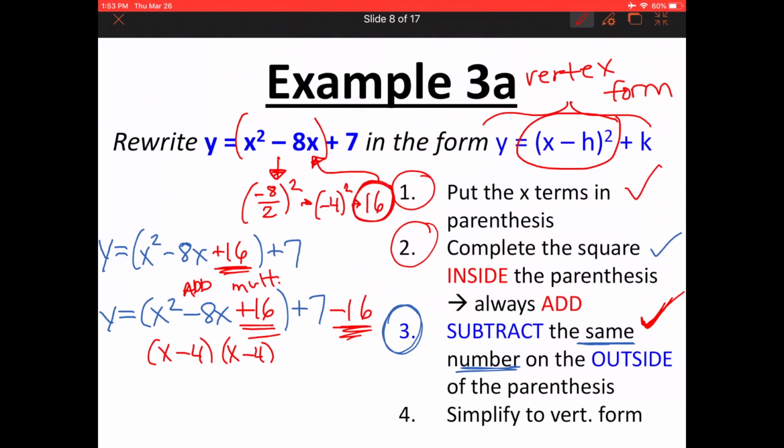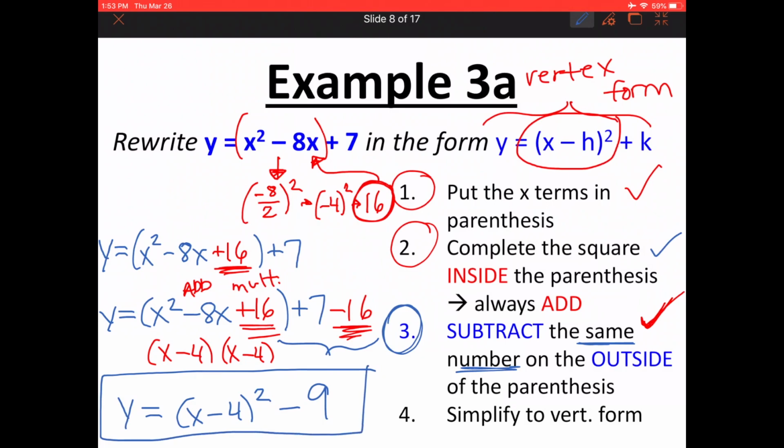And so how I'm going to write my final answer, I'm going to put y equals x minus 4 squared, because my same factor shows up twice, and then I just simplify my numbers. 7 minus 16 gives me negative 9. And so here we have our final answer at the bottom. To rewrite my original equation in vertex form, here it is: y equals x minus 4 squared minus 9.